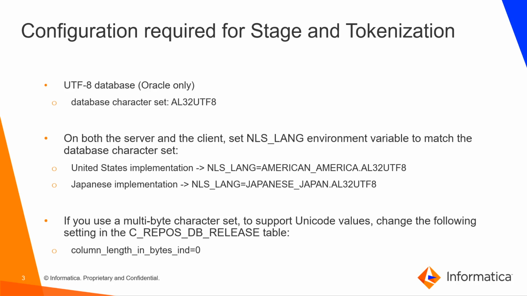The same holds true for the tokenization job as well. So if you were to tokenize records that belong to a mix of countries, you would have the same configuration settings, especially set the column length in bytes indicator to 0, and run the stage and tokenization jobs accordingly. If you run into any issues while running the tokenization job, just like we saw for the stage job, you would have to take a look at the working files in the cleanse temp directory to understand what went wrong with the tokenization process and whether it was the same data issue. And you would understand if any of these parameters were missing.